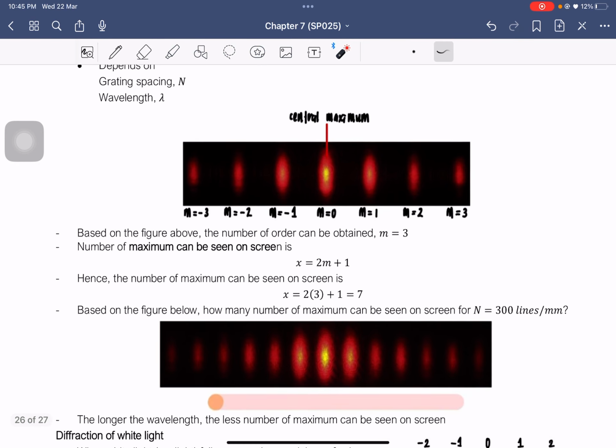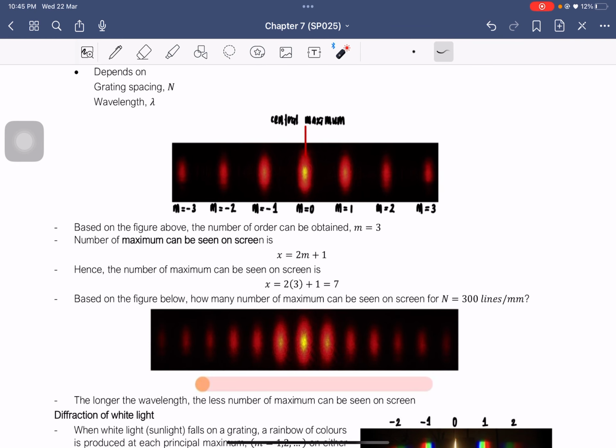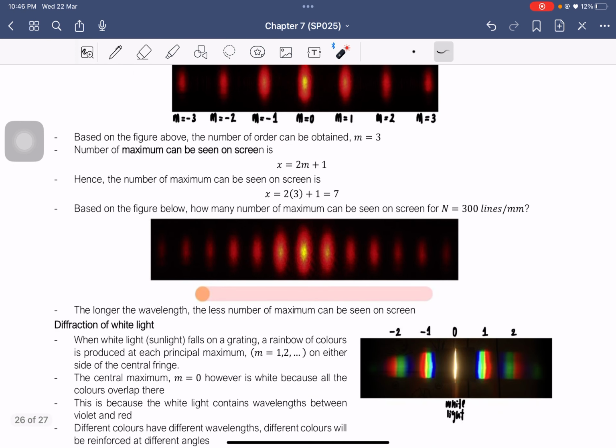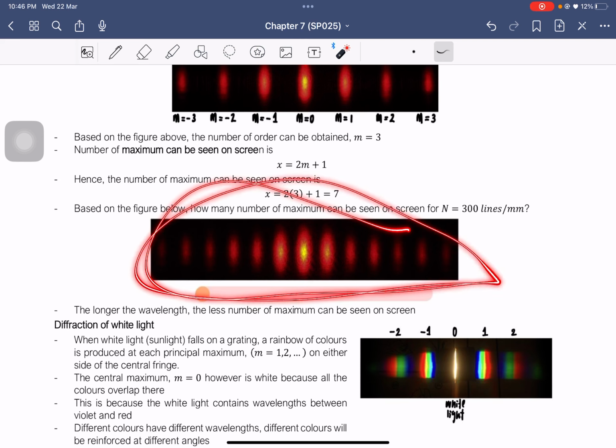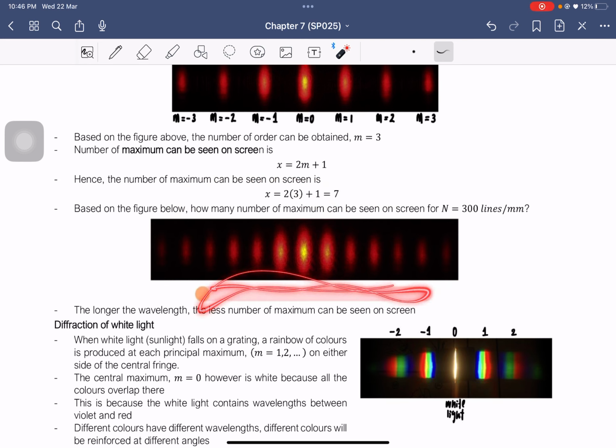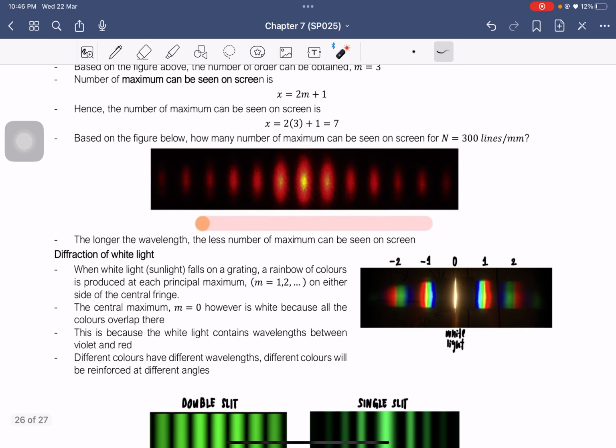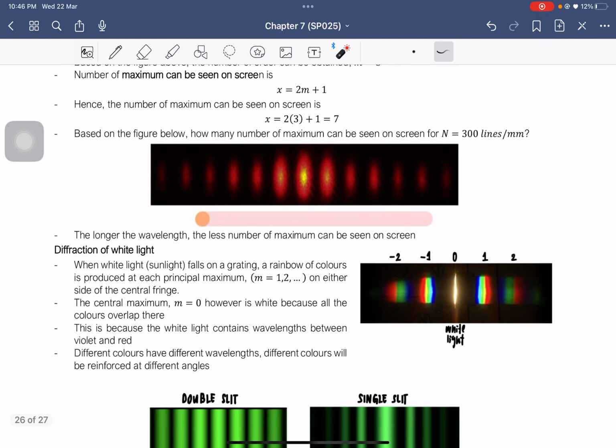If we look at here, the number of orders that can be obtained is 3. So here 1, 2, 3, there are 3 order numbers. The number of maxima that can be seen on screen is calculated using this formula here, 2m plus 1. Why plus 1? Because we need to consider the central maximum. So figure out how many maxima can be seen on this image here and write it down here before you submit your notes. So the longer the wavelength, the fewer the number of maxima that can be seen on screen.